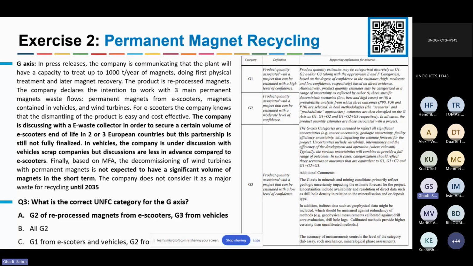Here, we need to note that the discussions to secure the magnets from this waste stream are advanced for e-scooters and less advanced for vehicles. It is also necessary to mention that in the strategic project form, there will not be the opportunity or the option to indicate which waste stream in the UNFC classification, but it will be supported by the evidence or the supporting documents that you will provide with the application form.